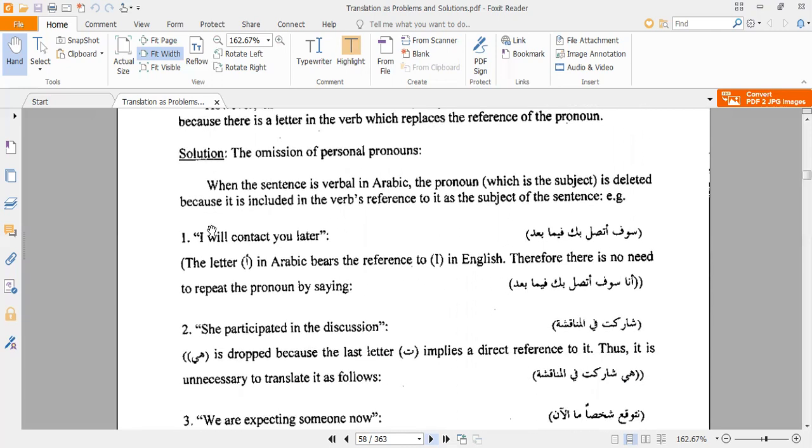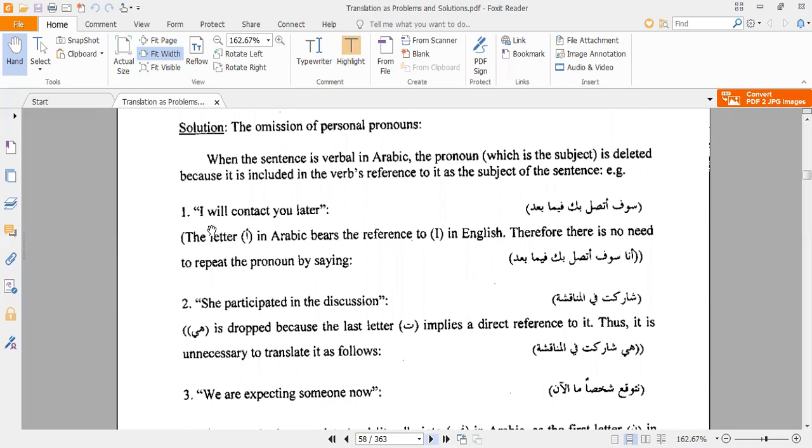But regarding the omission of personal pronouns, actually most of the time we omit and delete the personal pronouns. For example, I will contact you later، سوف أتصل بك فيما بعد. This is a literal translation if we say أنا سوف أتصل. Actually no need to render I as أنا because الألف in أتصل refers to the pronoun I. So no need to double translate I as أنا with the verb.